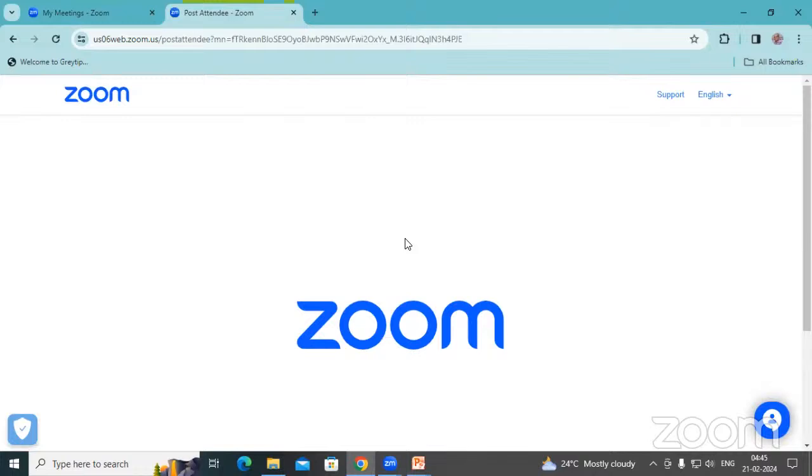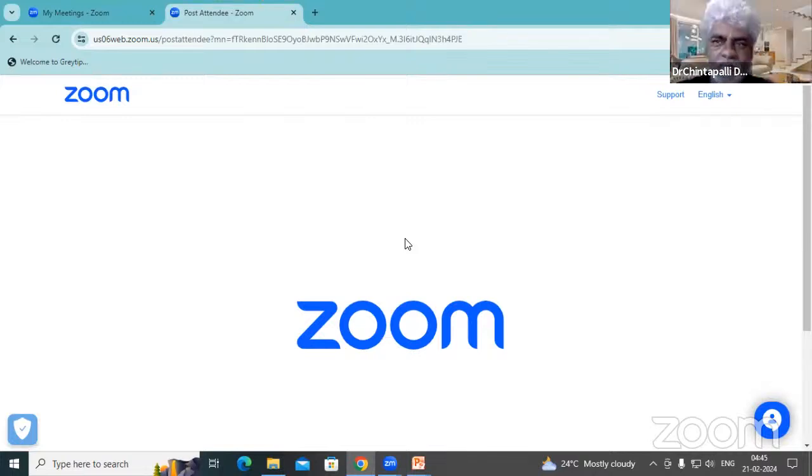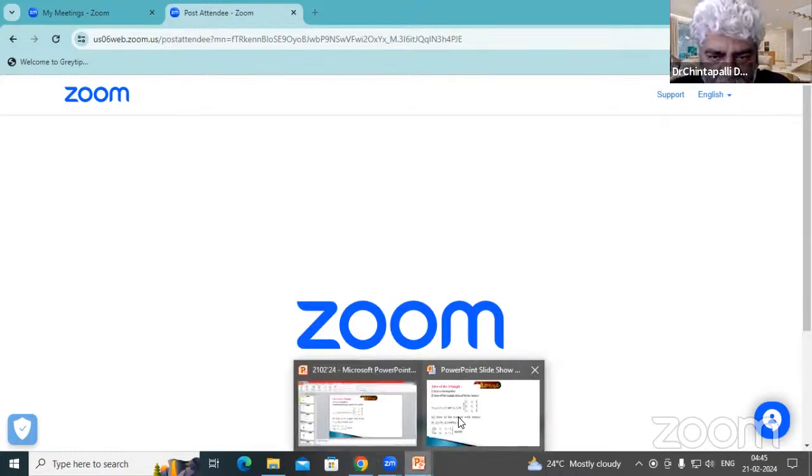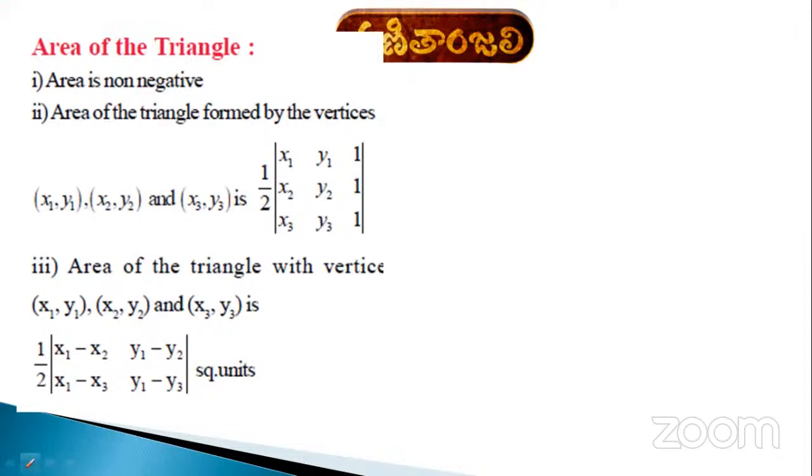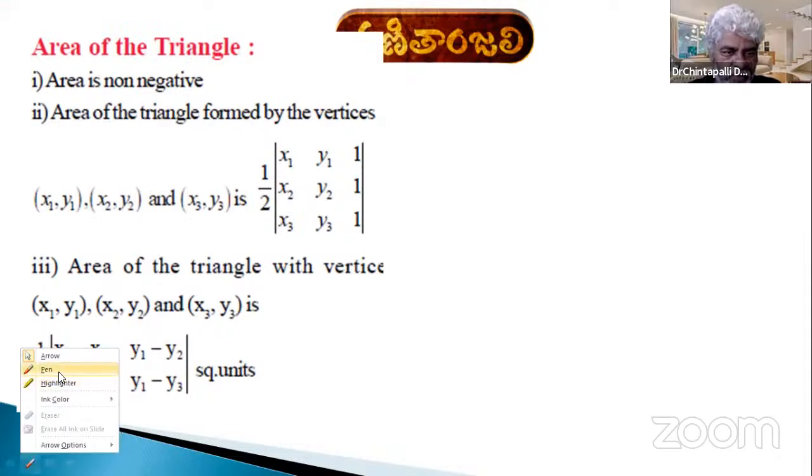Okay, anyhow, in plane geometry, we learned that the area of a triangle formula is half into base into height. Area of triangle is half into base into height. That is the basic formula.